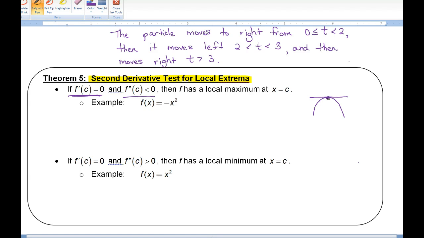And our example is negative x squared, right? So negative x squared, we know what that looks like. It kind of looks like that graph I just made. So let's just show how this would work. We're going to do the derivative, which will be negative 2x. And so the second derivative, I get negative 2. So I can see that that second derivative is less than 0. And from the first derivative, I can see that I get a critical point at x equals 0.